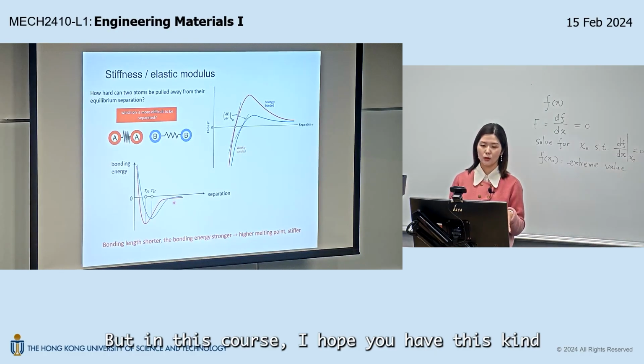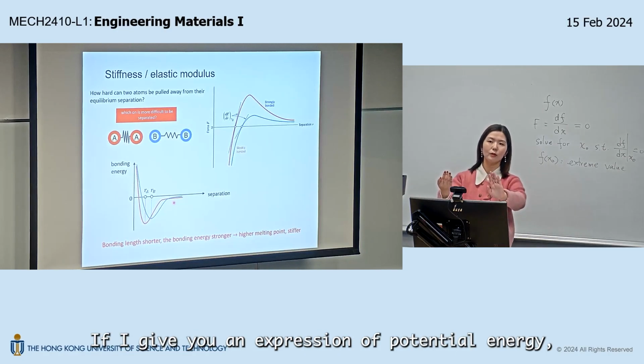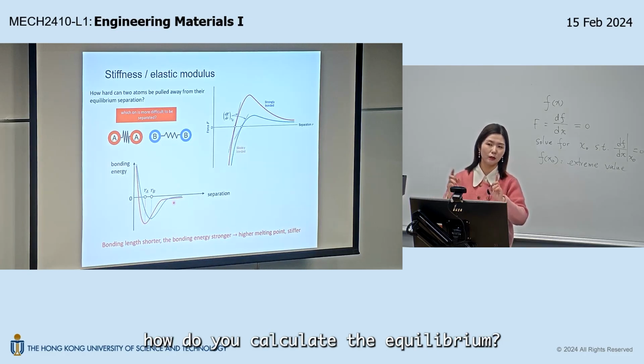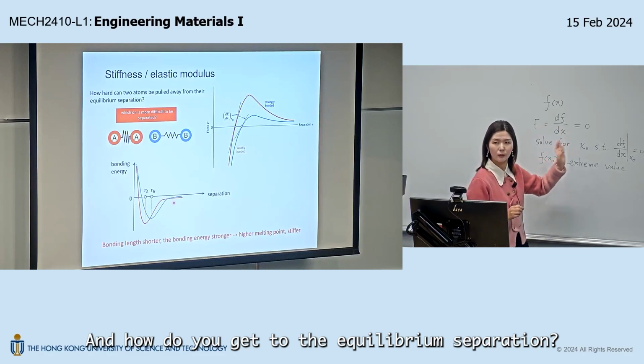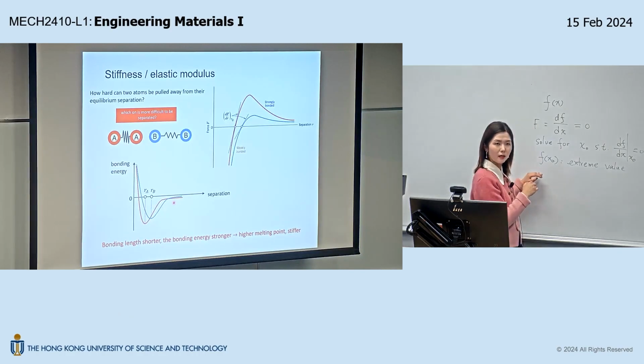But in this course, I hope you have this kind of rough understanding. If I give you an expression of potential energy, how do you calculate the equilibrium? And how do you get the equilibrium separation? And how do you count the minimum value to form a bond, right?